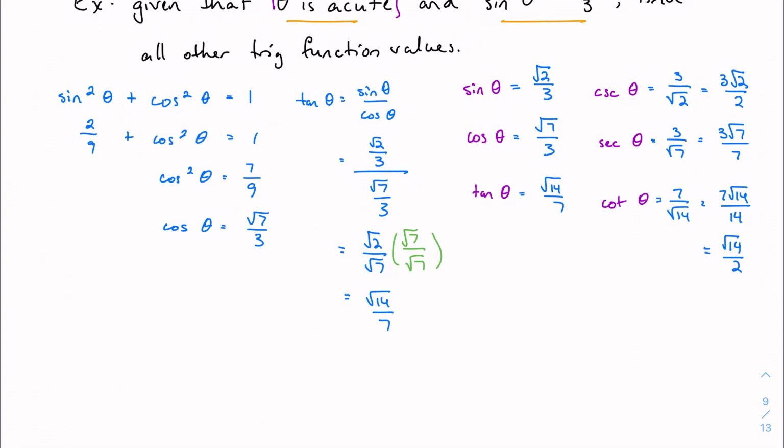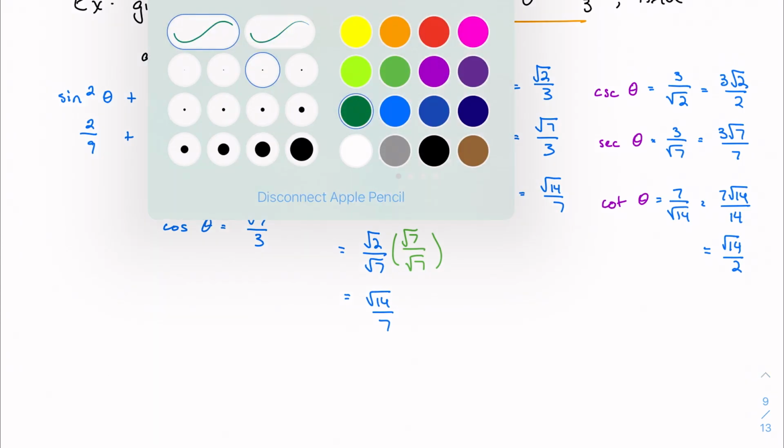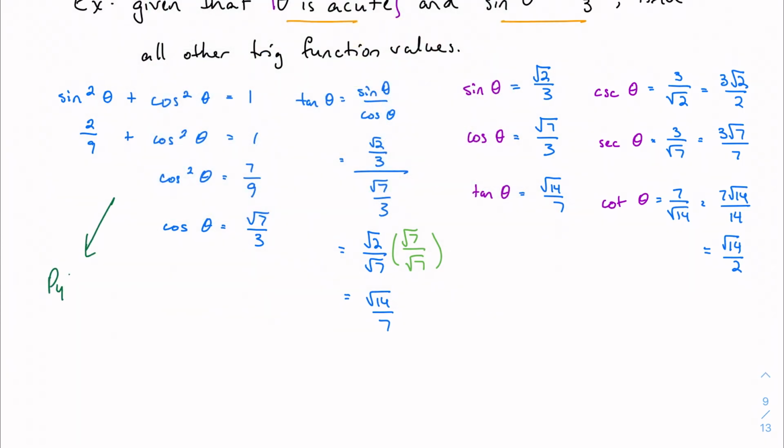Much faster than drawing the triangle, trying to calculate the hypotenuse, and putting it all together one at a time. Everything is right there, right? We used the Pythagorean identity, we used the quotient identity, and then we used the reciprocals. 1, 2, 3, done.